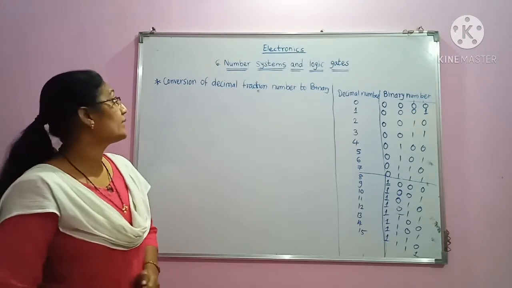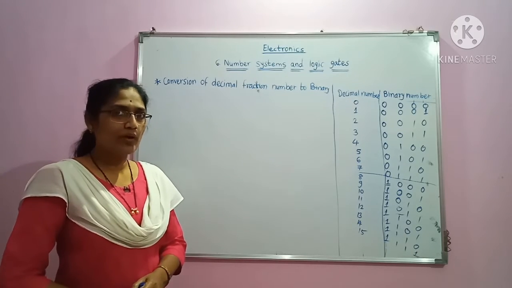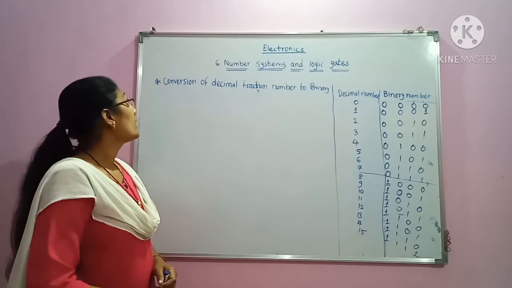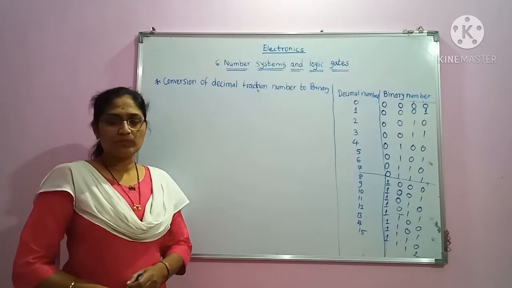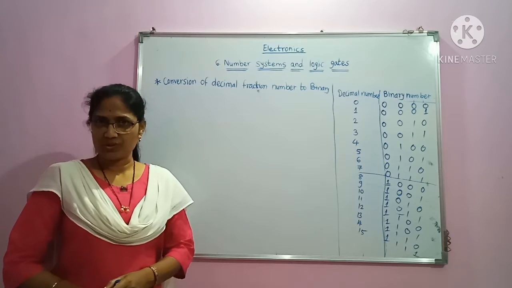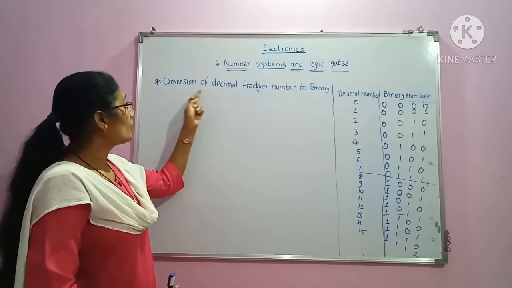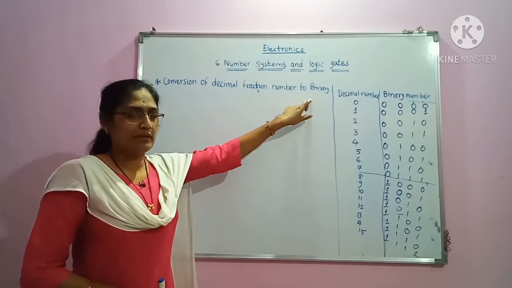We have started our syllabus related to number systems and logic gates. In that we have covered the points related to the binary number system. In our previous lecture we have seen the binary to decimal conversion and also decimal to binary conversion. In today's lecture we are going to see the conversion of decimal fraction number to binary.